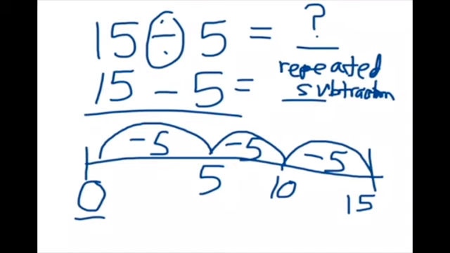Now, this is the part where we get our answer to the division problem. How many times did I subtract 5? 1, 2, 3. That's how many times it took to take away 5 until I got to 0. So our answer to 15 divided by 5 is 3.